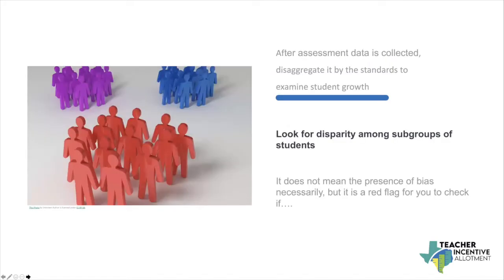Because assessment bias distorts student performance, it can interfere with assessment validity. Therefore, after you have assessment data and are able to disaggregate assessment results by standards to examine student growth, you should check if there is noticeable disparity between subgroups of students. If there is, it does not necessarily mean that your assessment is biased, but it is a red flag and signifies the need to double check your assessment to make sure it is free of bias. This process can ensure you do have content validity as well.